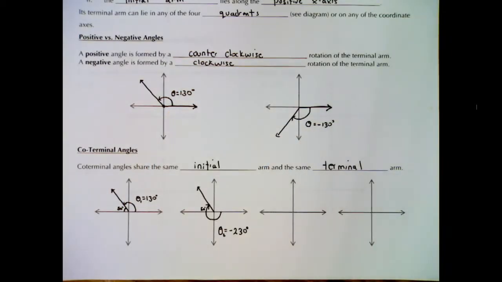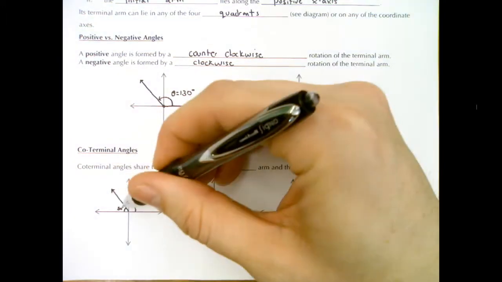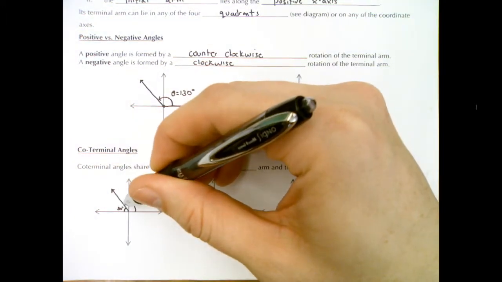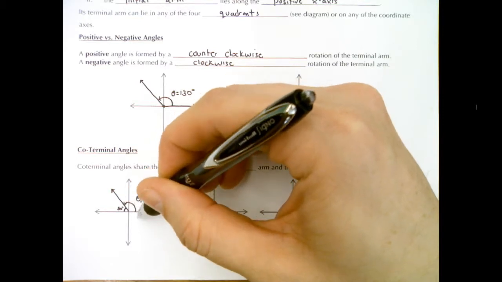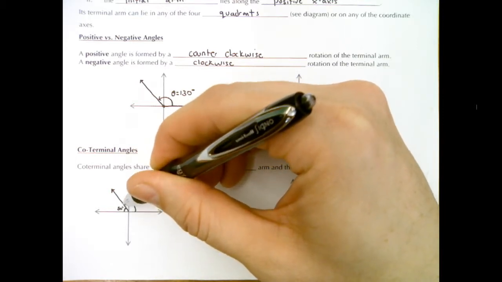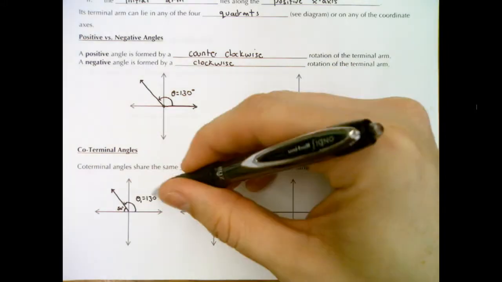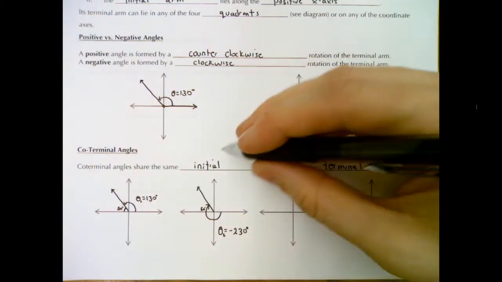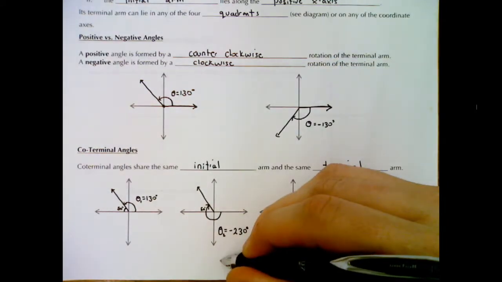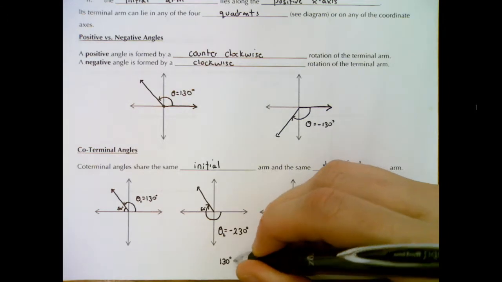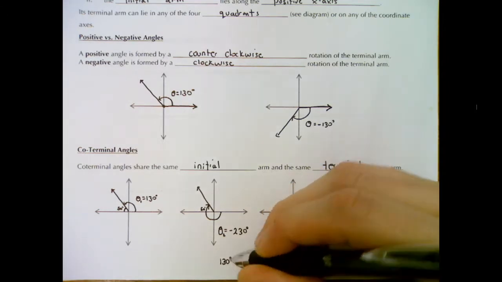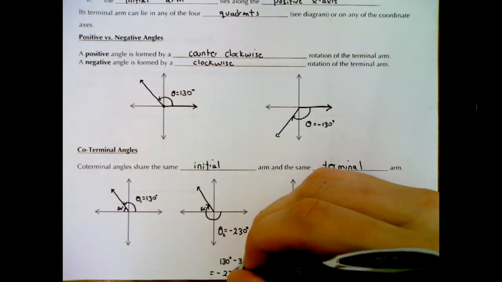Considering they are different angles, even though they are coterminal, means they end up in the same spot. What math could I do to get from here to here? Well, if I started here, if I rotated all the way backwards, I would end up right back here. A backwards rotation is negative 360 degrees. So the math to go from 130 to negative 230 would have been 130 subtract 360. And that would have given me my negative 230 degrees.